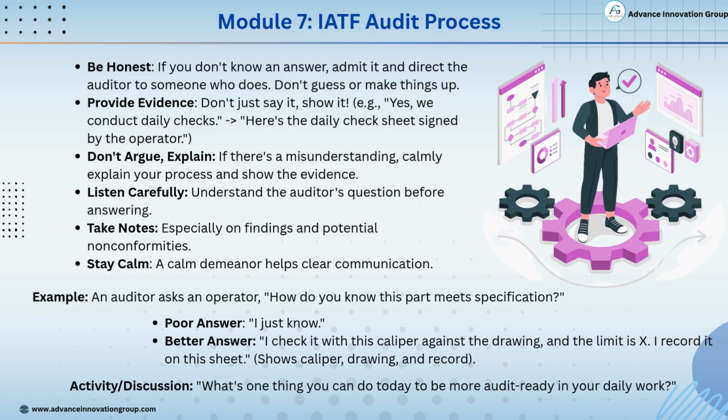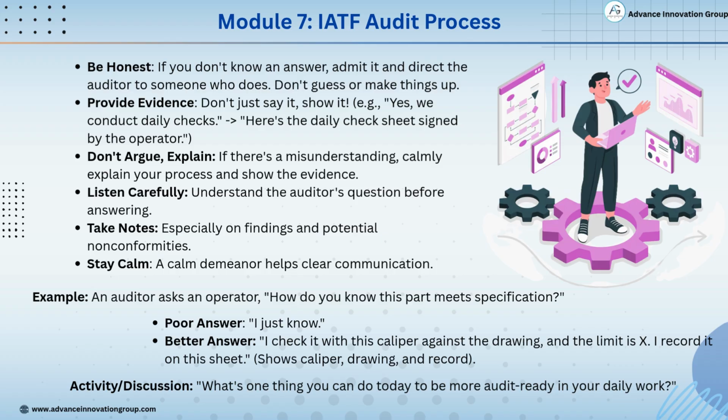Don't argue, explain. If the auditor misunderstands, don't get defensive. Calmly explain the process and show supporting documents. Listen carefully. Always listen to the question fully before answering. Make sure you understand what's being asked. Take notes. Write down important points, especially findings and potential nonconformities. This helps in follow-up and corrective actions. Stay calm. A calm and composed attitude helps clear communication and avoids confusion.